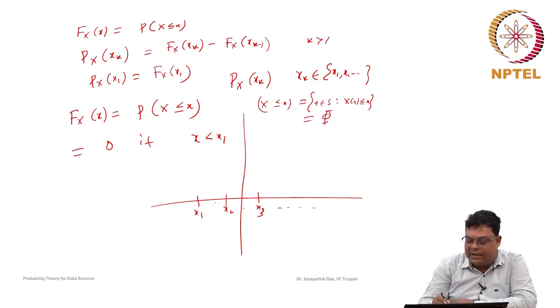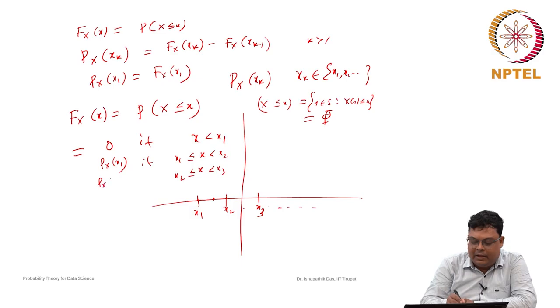Now, if x is somewhere greater than x_1 or greater than x_2, see that the probability exists at a point only. Other than that, it is constant, so there is no probability. So, whenever x is greater than or equal to x_1 and less than x_2, this value will be nothing but p_X(x_1). Now if x is greater than or equal to x_2 and less than x_3, then just cumulatively we have to add it. So like this it will go on.